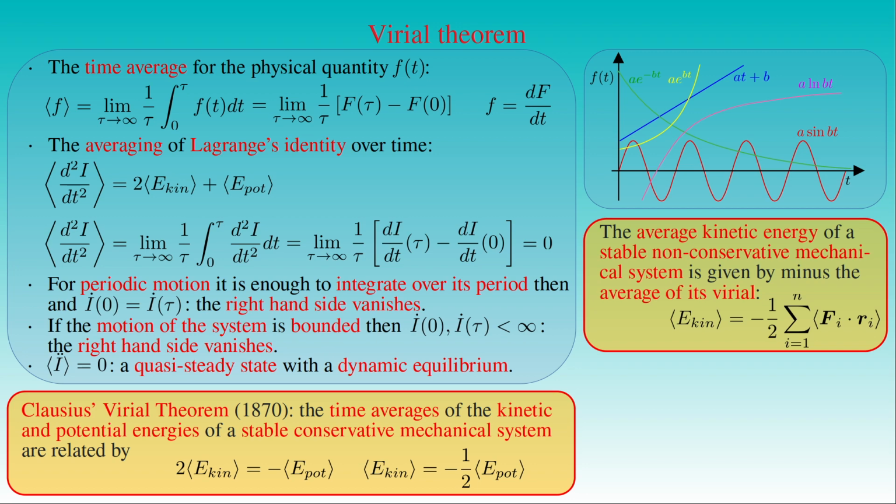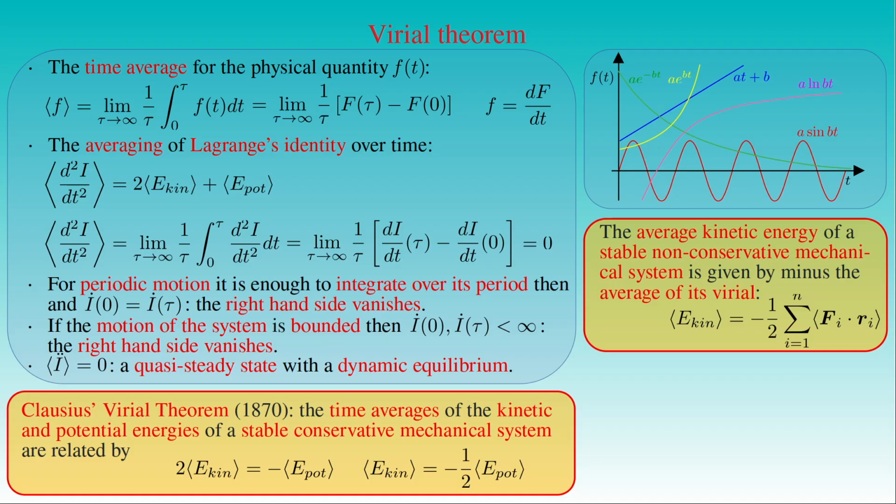In other words, both the forms of the theorem tell that if a stable mechanical system reaches a quasi-static state where it is in a dynamic equilibrium, then its average kinetic energy is equal to minus the average of its virial or potential energy. Such a process whereby a self-gravitating system attains stability is called virialization, and the system is said to be virialized.